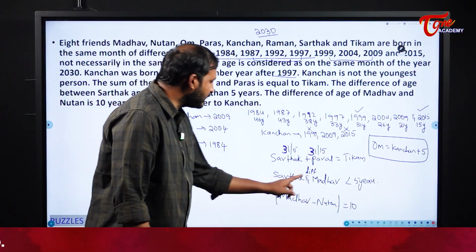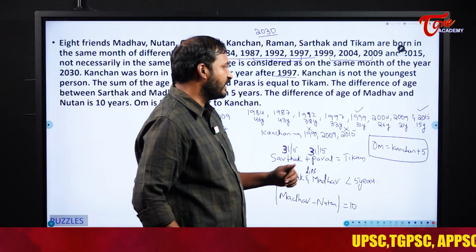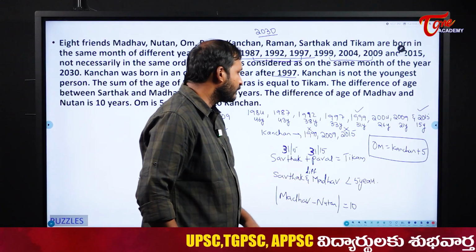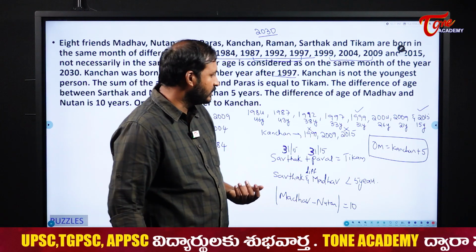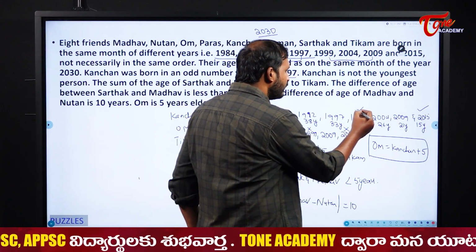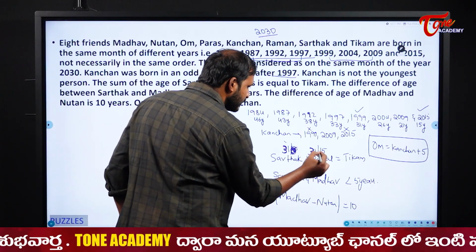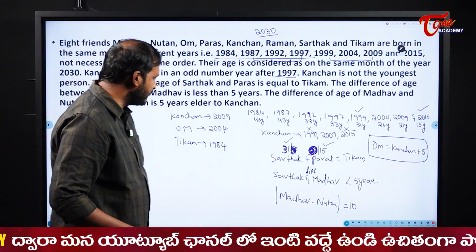So now next, between Sardak and Madhav, the age difference should be less than 5 years. Which can I take for Sardak and which for Madhav? If I take 15 years, all the other values are greater than 5 apart. So that means I can take Sardak with 31 years of age and Paras with 15 years of age.